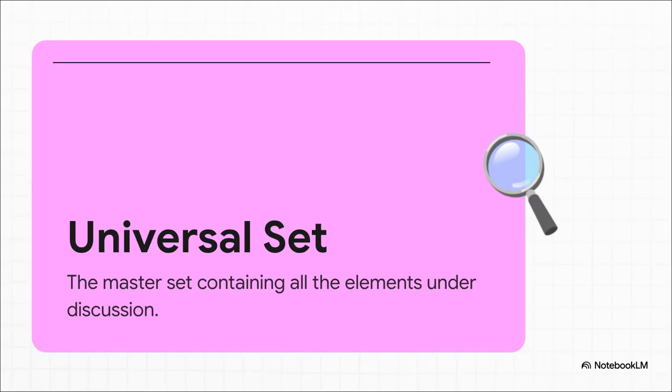Okay, before you can figure out what's missing or what's included, you have to establish your boundaries. That is your universal set, represented by that fancy squiggly symbol called Xi and drawn as the entire rectangle. It is the master set containing all the elements currently under discussion. If our math problem is exclusively about numbers from 1 to 10, then our universal set is strictly 1 through 10. Nothing else exists outside that rectangle for that specific problem.